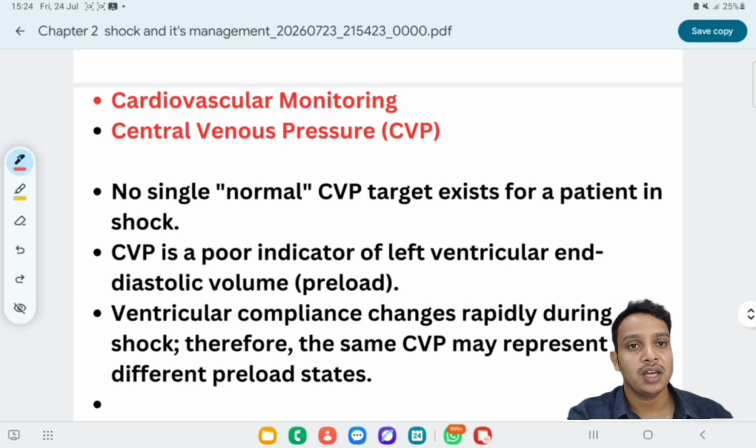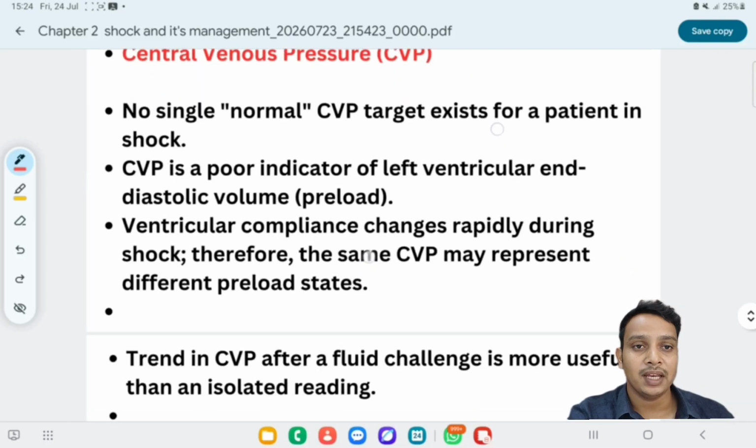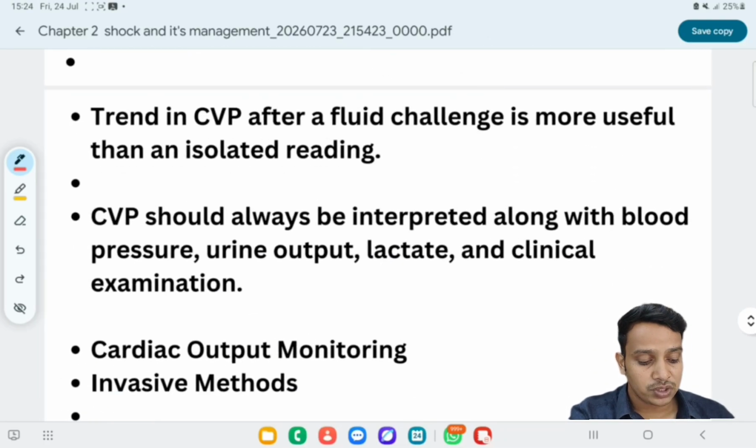So there is no single parameter or CVP value in shocked patients. The trend in the CVP after a fluid challenge is more useful than an isolated reading. Suppose you have given fluids to the patient and the CVP increases by 2 to 3 centimeters and then falls back again. This shows a non-responder or transient responder.